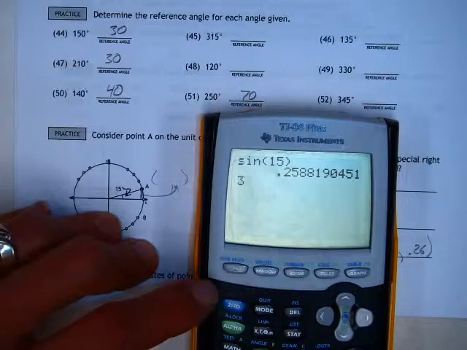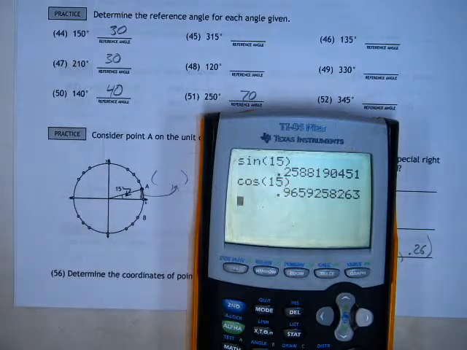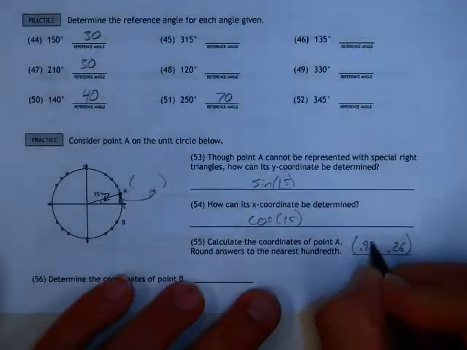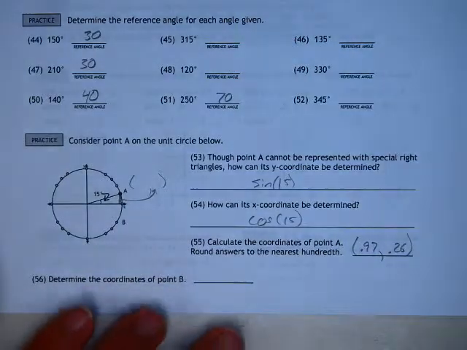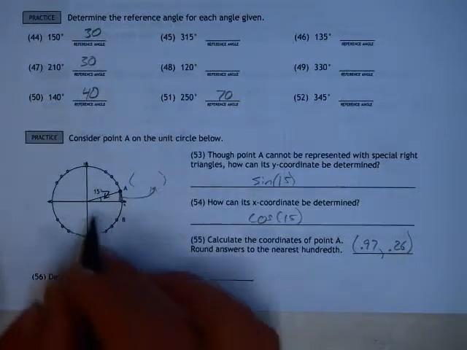And if I do the cosine of 15 degrees, that's the x value, it would be 0.97. Okay, if I rounded to hundredths, 0.97. So that right there is the coordinates with decimals, determine the coordinates of B.